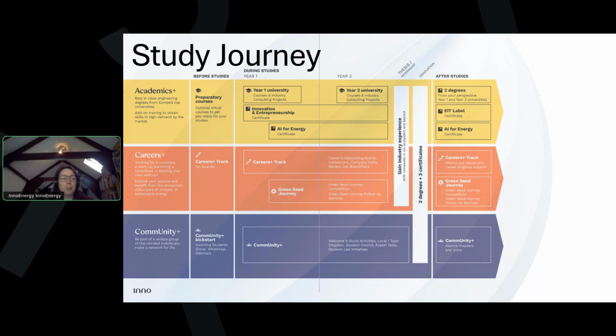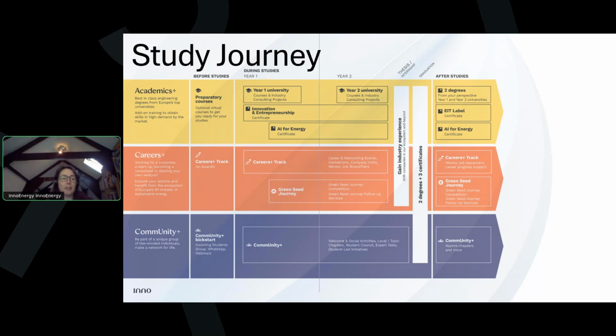We also have a Community Plus, which by joining our programs, you become part of a unique network of students and alumni. In every one of our locations, we have social and, I would say, study activities. So students organize social activities, but they also organize their own study visits that are not related to the specific program that you're in. We have a student council with student representatives that give us feedback on the programs. Basically, anything that you would like to organize, we can organize.